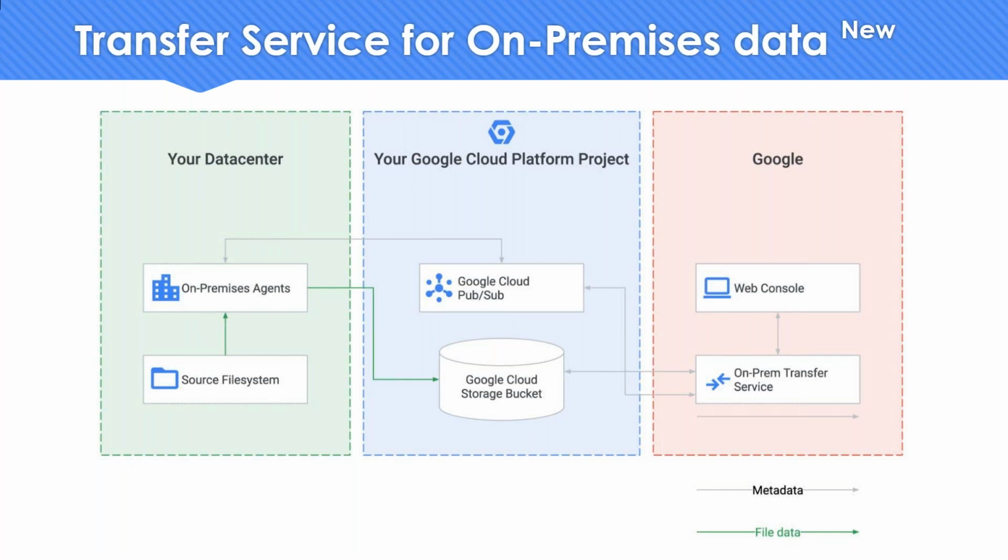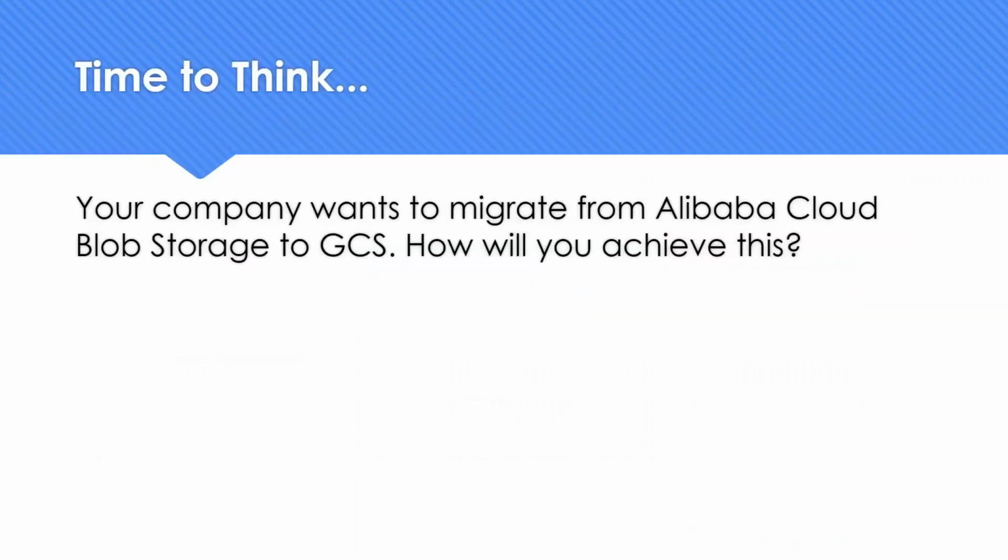Okay, if there's no question, a question for you people now. Your company wants to migrate from Alibaba Cloud. So every cloud will have a blob storage, folks. Every cloud will have some kind of a VM. Those are basic stuff. Without that, it is not even called a cloud.